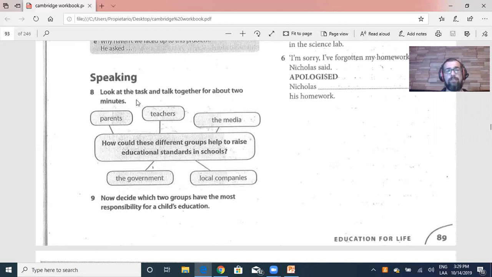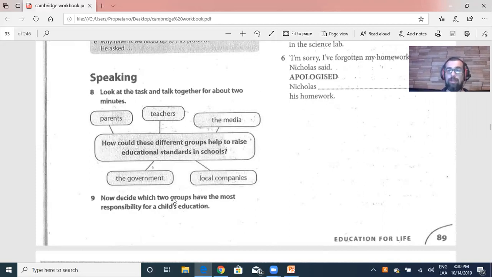For example, we have here, it says, look at the task and talk together for about 2 minutes. So what do you need to talk for 2 minutes? It's just, how could these different groups help to raise educational standards in schools? Parents, teachers, the media, the government, local companies. So you have 2 minutes to discuss that. Then you're going to have 1 minute to decide which 2 groups have the most responsibility for a child's education.